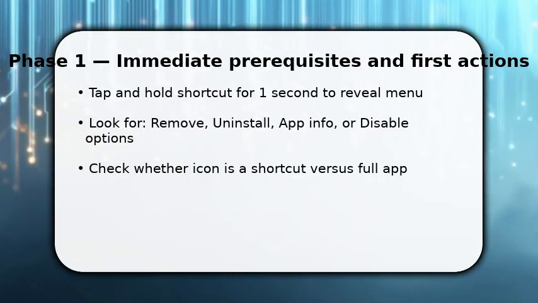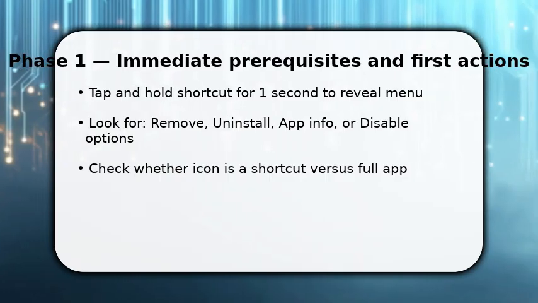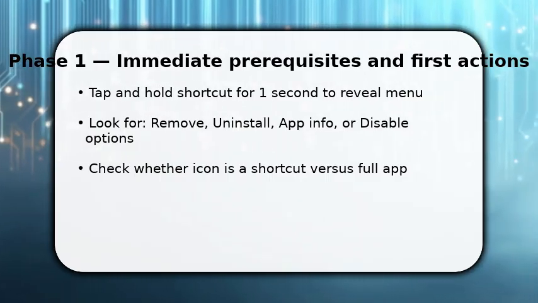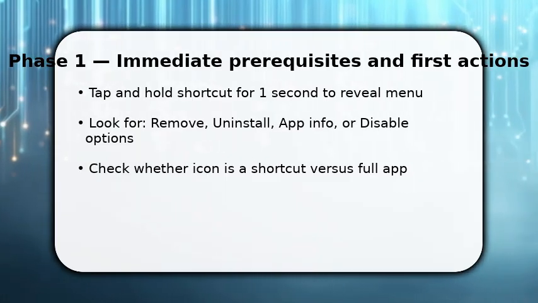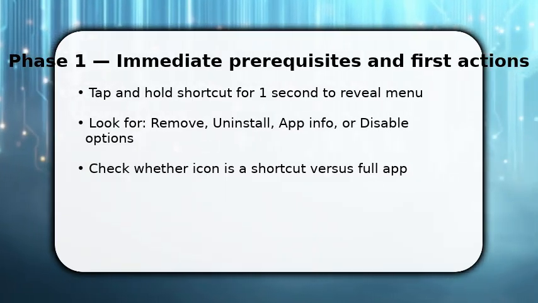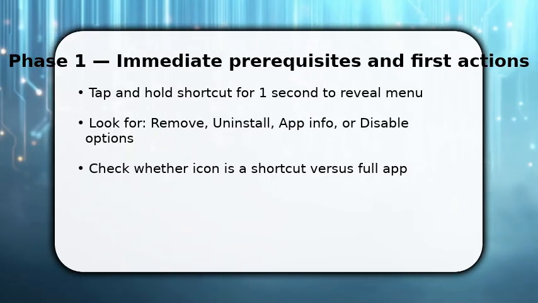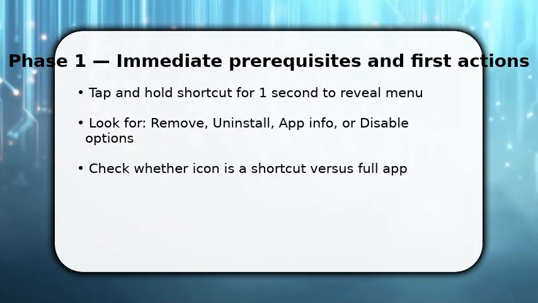You start by confirming the icon is actually a shortcut. This matters because shortcuts remove differently than apps. Tap and hold the icon for 1 second. Look for Remove, Uninstall, App Info, or a chain link symbol. If you see a small arrow or badge, it's a shortcut.